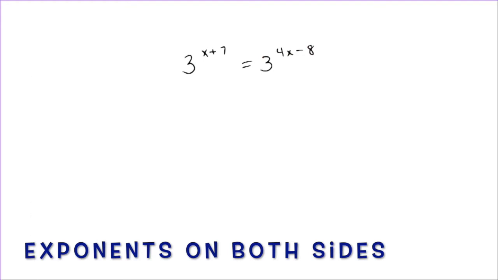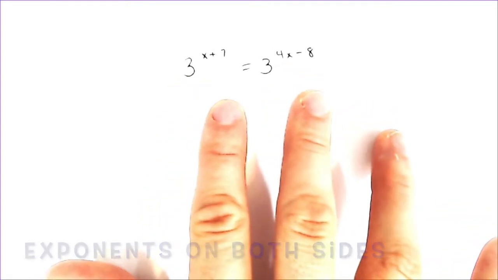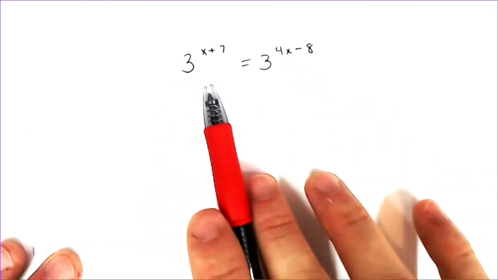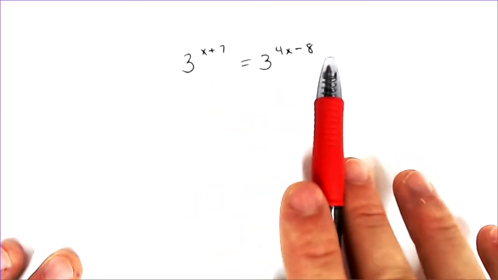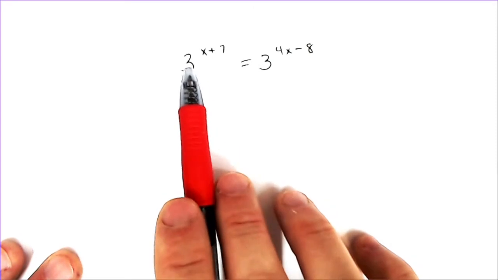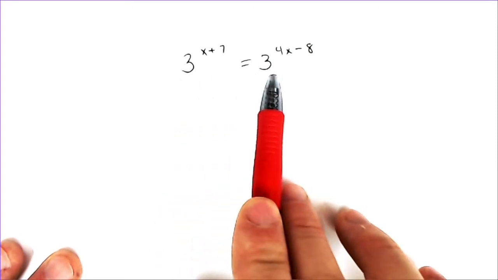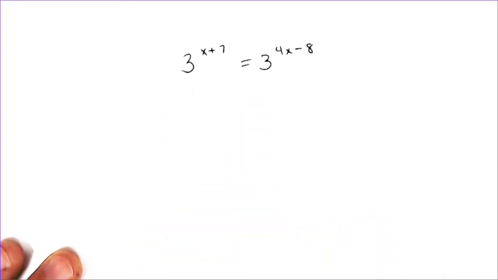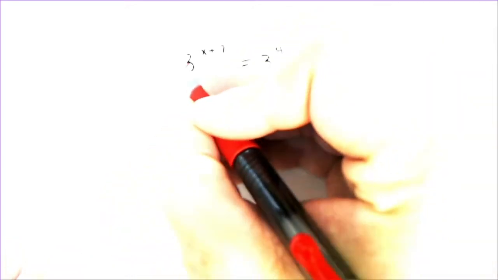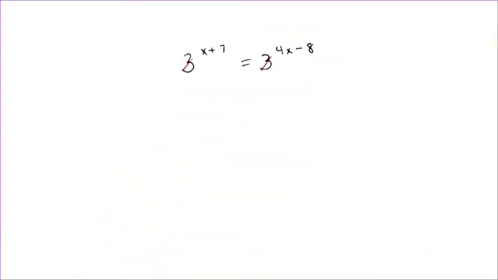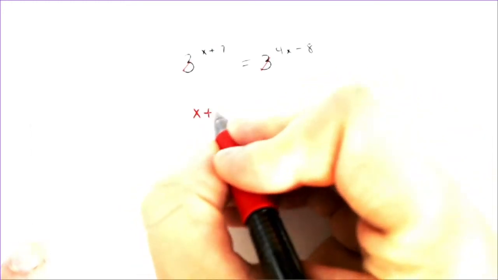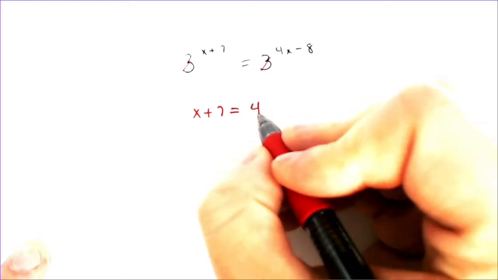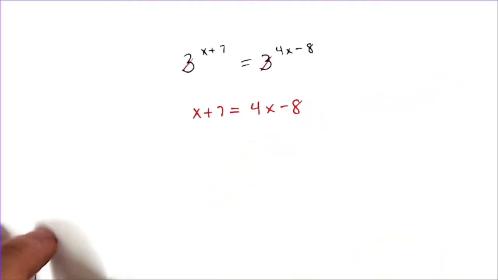Let's get into it. So for my first example here, we have 3 to the x plus 7 equals 3 to the 4x minus 8. Now this is the best case scenario because they're both a 3. And if they are both a 3, that means quite literally that they cancel out, quote unquote. They technically don't cancel out, but they don't really matter anymore. And the x plus 7 is flat out going to equal 4x minus 8. And then you just solve that equation for x.